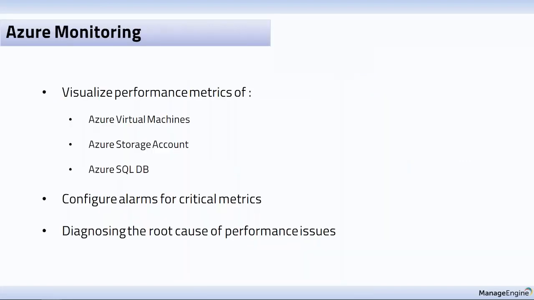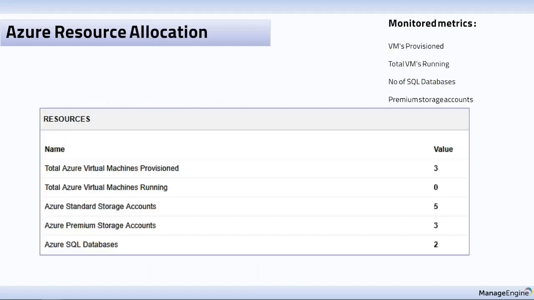So the Azure monitoring, besides having an overview of these three different services, we will also see how the metrics can be calculated, which is the critical metrics, and how these instances can be diagnosed. This screenshot gives us information across all the Azure resources, which is the total number of VMs which are provisioned, the total number of virtual machines which are running, the storage accounts, be it standard or be it premium, and lastly, we will see Azure SQL database.